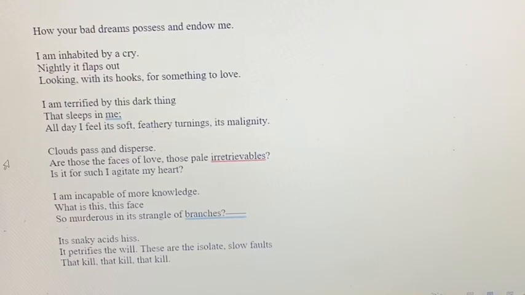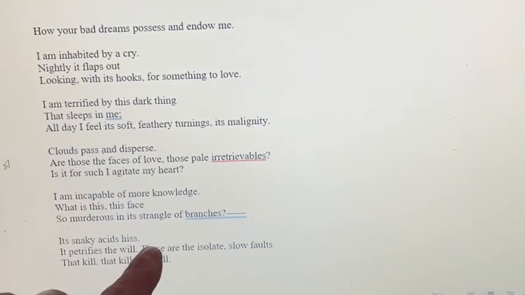So here the tree says over and over, it becomes inhabited and possessed by these dreams of humanity, almost to the point where, like you can see sometimes if you look at a tree, you'll see a face inside the tree, as though the tree is trying to become human. It says, what is this face so murderous in its strangle of branches? It's as though the tree's been possessed by these human desires for love to the point where the tree's almost becoming human. But again, the tree takes this position that this human desire is a poison. This is what petrifies and what kills.